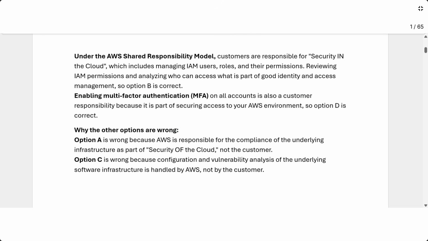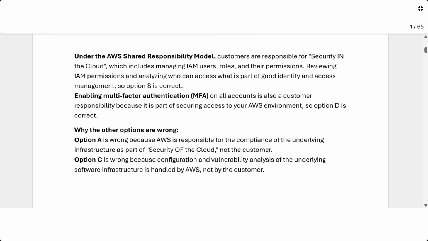Under the AWS Shared Responsibility Model, customers are responsible for security in the cloud, which includes managing IAM users, roles, and their permissions. Reviewing IAM permissions and analyzing who can access what is part of good identity and access management, so option B is correct. Enabling multi-factor authentication, MFA, on all accounts is also a customer responsibility because it is part of securing access to your AWS environment, so option D is correct.